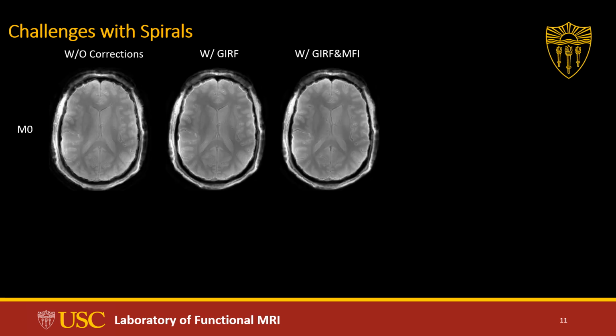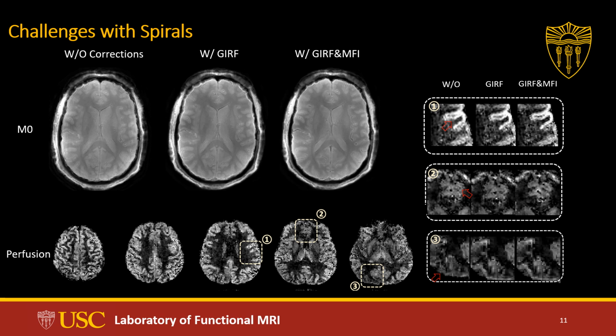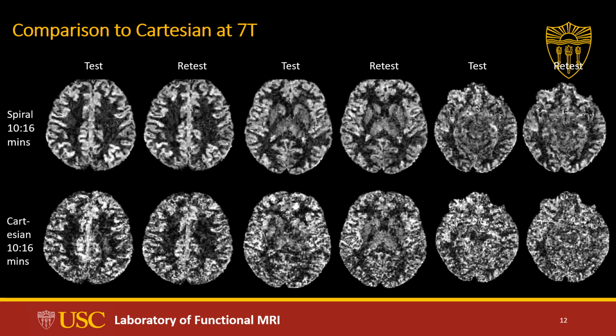Here is the M0 image we get from the sequence where you can appreciate the difference made by the corrections. The corrections also bring a change in perfusion image. As you can see in the insets, there is a gradual sharpening of the detailed perfusion. This is our 1 mm ASL acquired in 10 minutes with test retest.